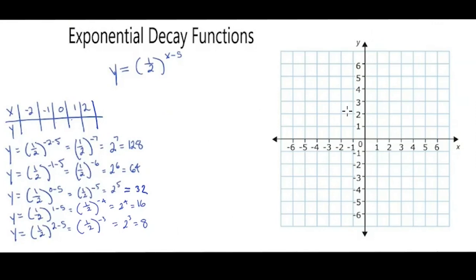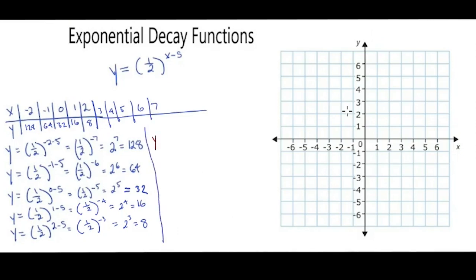Now, you're going to notice that all these y values, like 128, 64, 32, 16, and 8, are all off of our graph. So sometimes you need to plug in different x values than your normal x values. So what I'm going to do is include 3, 4, 5, 6, and even 7. So I'll draw a line here.